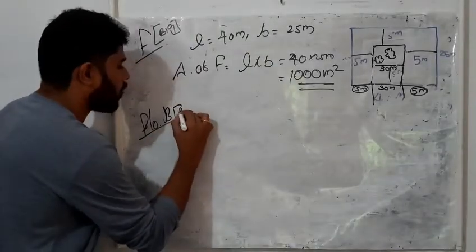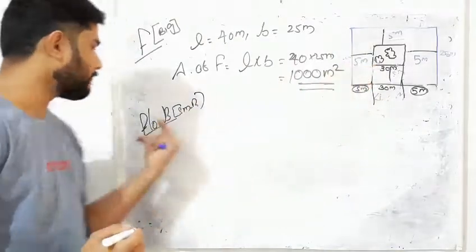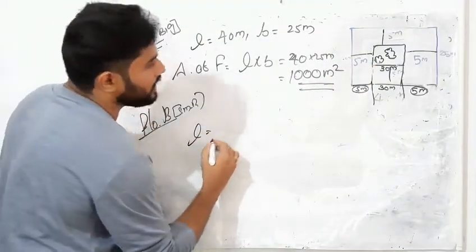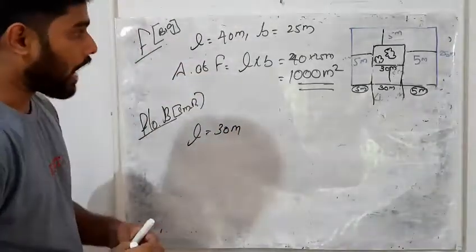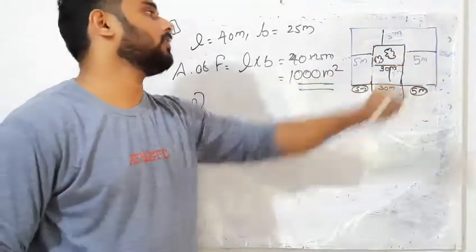Here I am denoting the small rectangle. This is a small rectangle. Understood? Small rectangle, flower bud. Clear? So the length of that flower bud is 30 meter. We got it. Understood? How we found the length? The same way we can find out the breadth also.